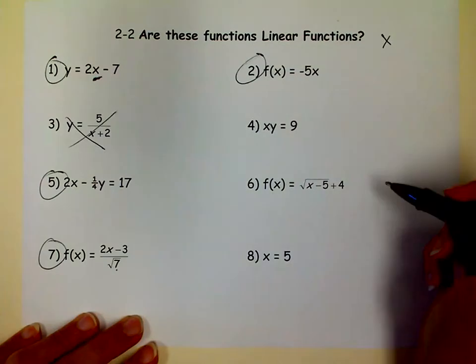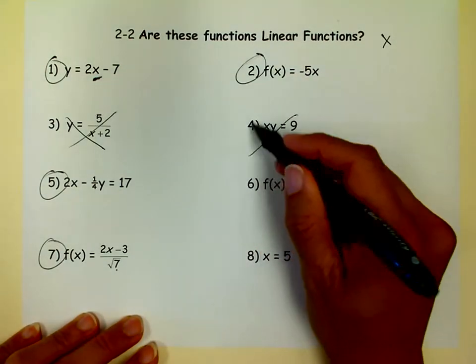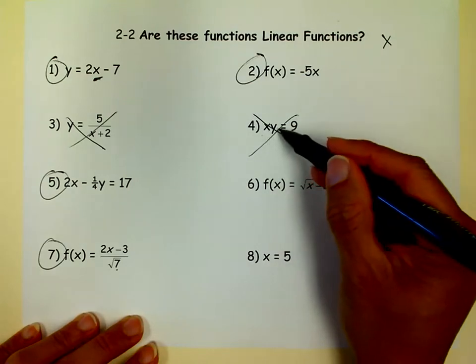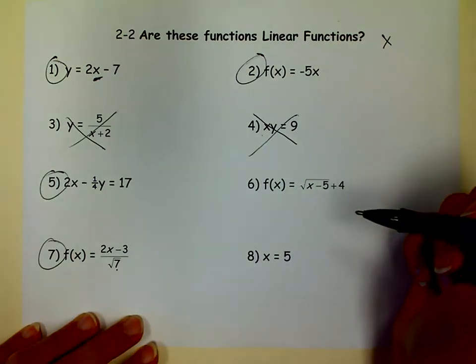This one, that's pretty simple. It's got an x. That is linear. This one has an x and a y, but they're multiplied. That is a no-no. You cannot multiply an x and a y and still be linear. So that is not linear.